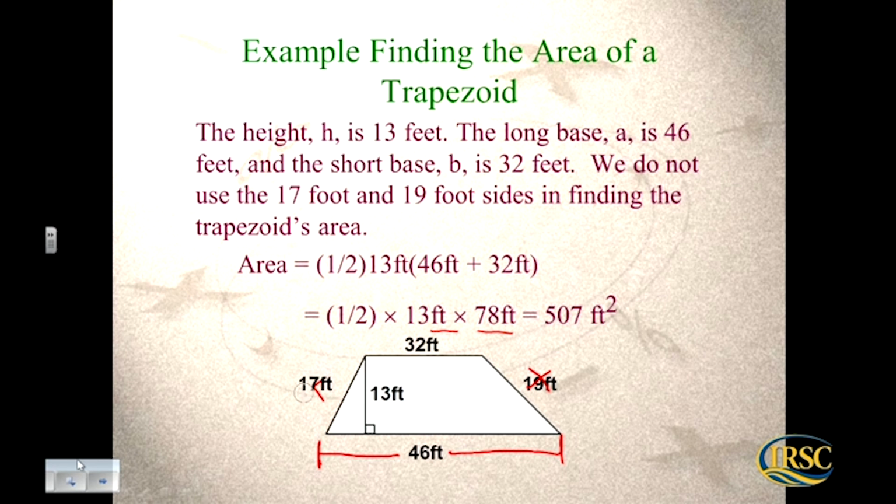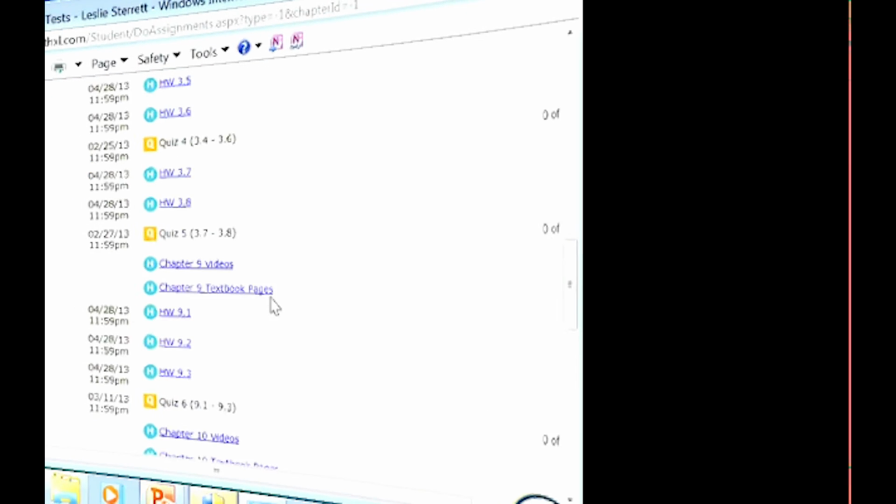Now again, if 46 had not been the entire base, then the 17 is very important because you have to use that 17 and the 13 with Pythagorean theorem. You have to find that missing piece right there so that you can then put that into your formula. Okay, so 10.4.